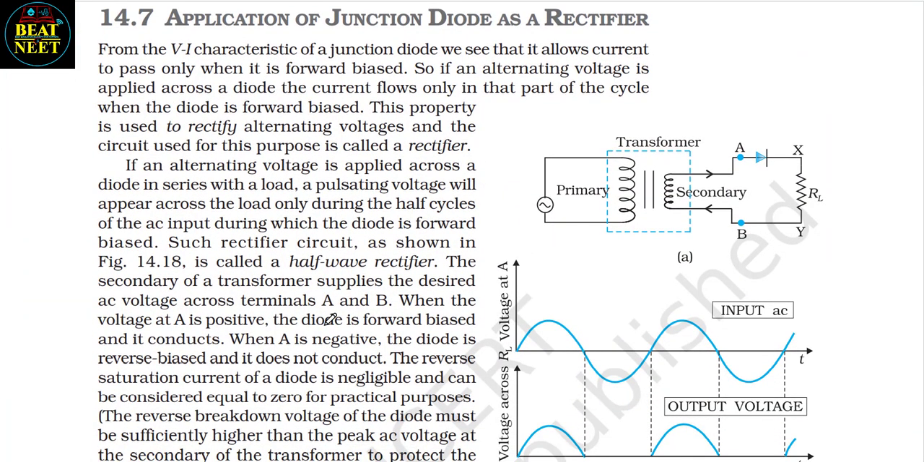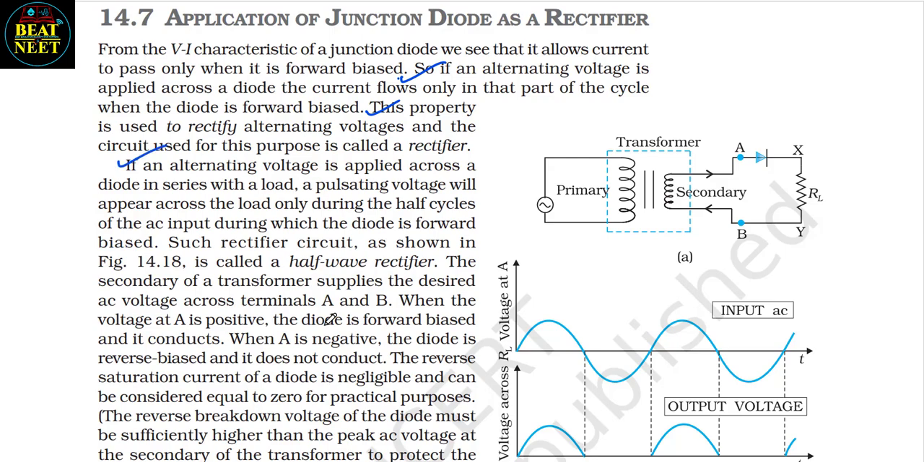14.7 Application of junction diode as a rectifier. From the VI characteristic of a junction diode, we see that it allows current to pass only when it is forward biased. So if an alternating voltage is applied across a diode, the current flows only in that part of the cycle when the diode is forward biased. This property is used to rectify alternating voltages, and the circuit used for this purpose is called a rectifier.